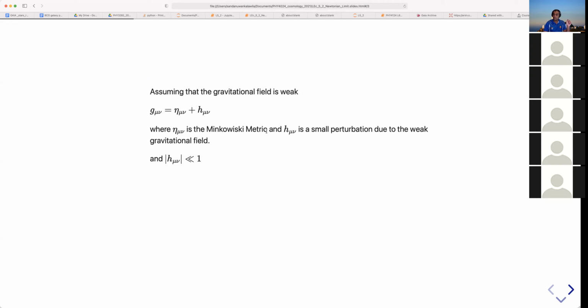All of you know that the Minkowski metric is for flat spacetime, where you do not have any curved space due to gravitational effects. And then h_μν is a small perturbation that comes from the weak gravitational field, which is an ideal situation to discuss Newtonian gravity. And we assume that the value of h_μν is much less than 1. That is the assumption.